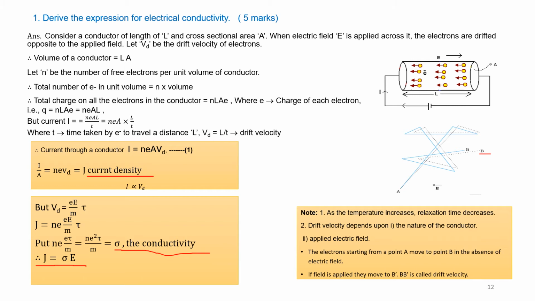This is the derivation for the expression for electrical conductivity. Sigma is the electrical conductivity, or we can write sigma is equal to J by E. This is the expression we have derived. This is a 5-mark question in your examination. Please note it down and practice repeatedly. You will become an expert in this.